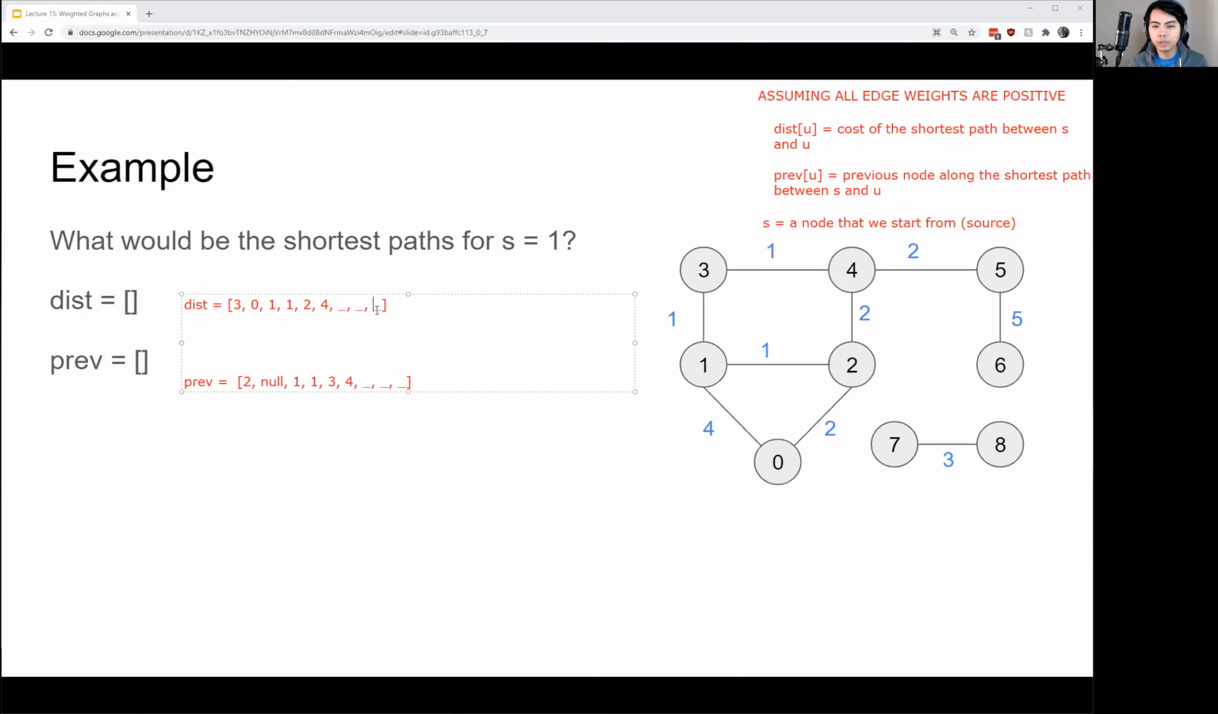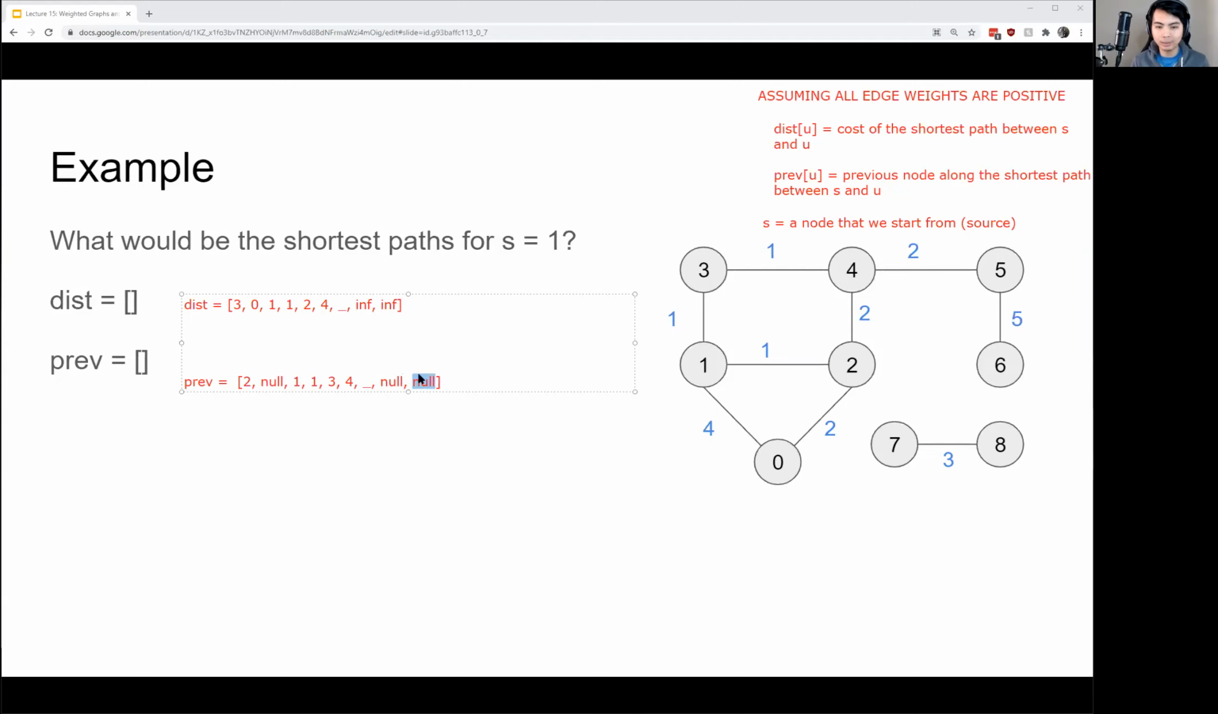What do you think the cost for node 8 will be? What do I put here? I'll give you 5 seconds to think about it. Based on what we saw before, this should hopefully be straightforward. Someone's already spoiled it in chat, so type it in if you have it. It should be infinity, because there's no way to get from 1 to 8. Likewise, there's no way to get from 1 to 7, which means there should be a null here and a null here as well. Because there's no path, the previous node that we reached in order to get to 7 is null because it doesn't exist.